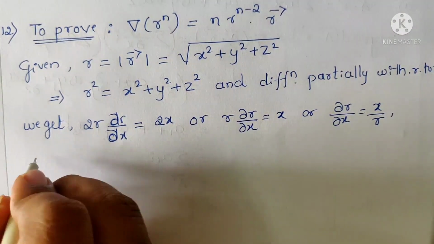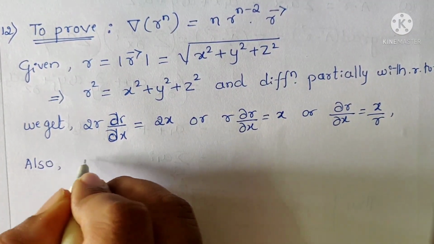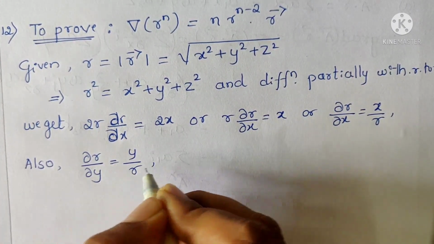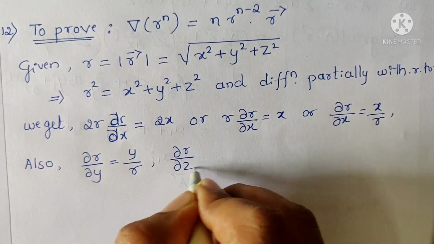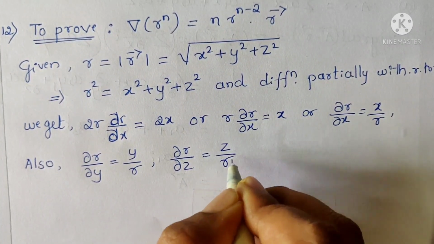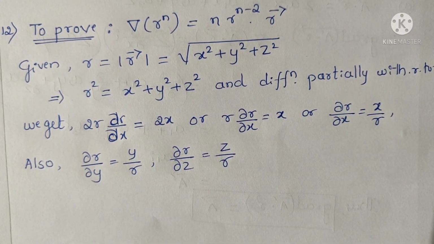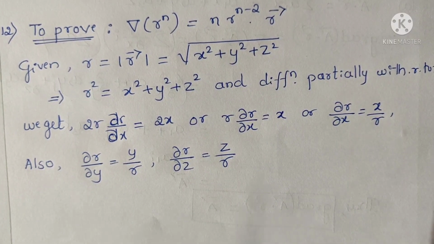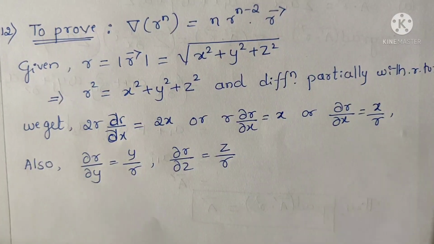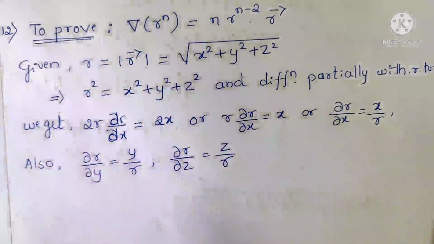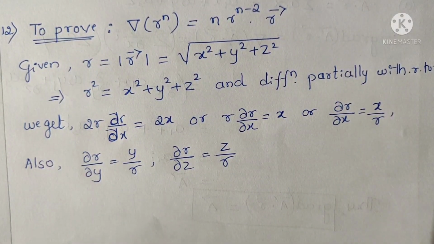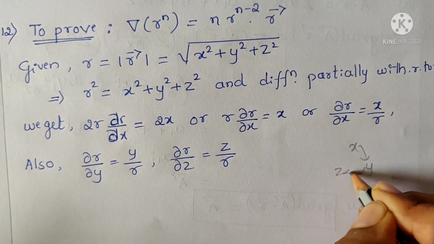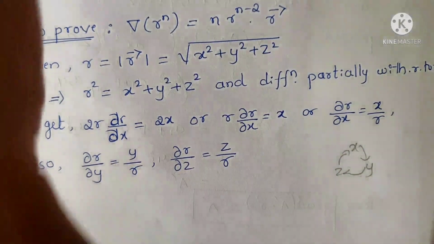So as I mentioned, these are all symmetric examples. In the similar way, we may write dou r by dou y as y by r. Dou r by dou z is equal to z by r. No need to find them separately. Means differentiating partially with respect to y and z is not necessary since this is symmetrical. So these follow x, y, z, again like this rotation. I think I mentioned before. x to y, y to z, again z to x, like this.